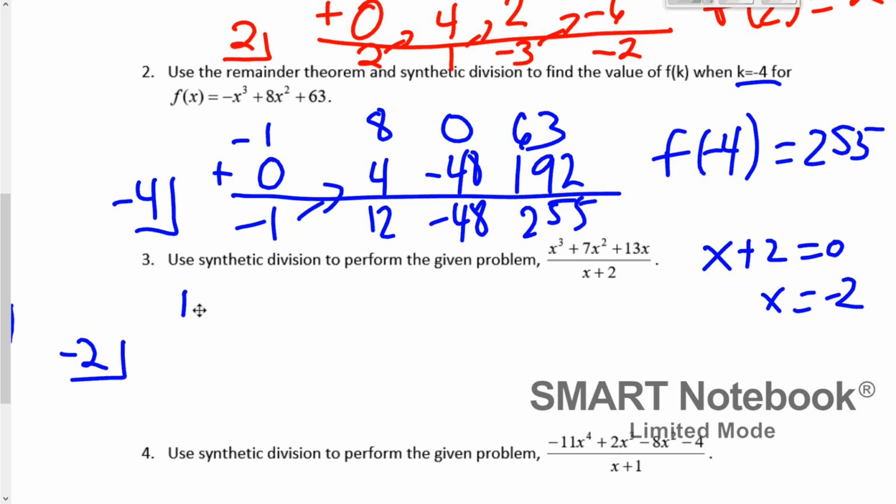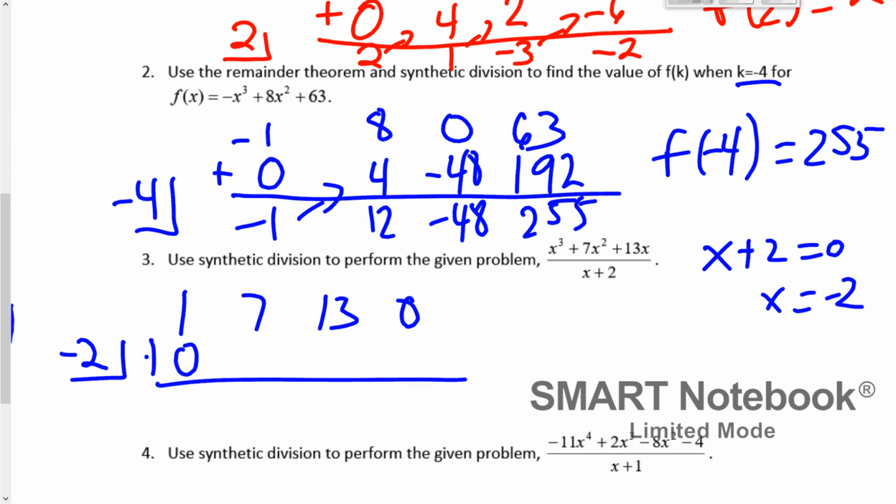And I list my coefficients, 1, 7, 13, and I'm missing my constant, so I need to put a 0 for my constant. 0 in the second row, add those together, get 1. 1 times negative 2 is negative 2. Negative 2 plus 7 is a positive 5. Positive 5 times negative 2 is negative 10. Negative 10 plus 13 is 3. 3 times negative 2 is negative 6. Negative 6 plus 0 is negative 6.